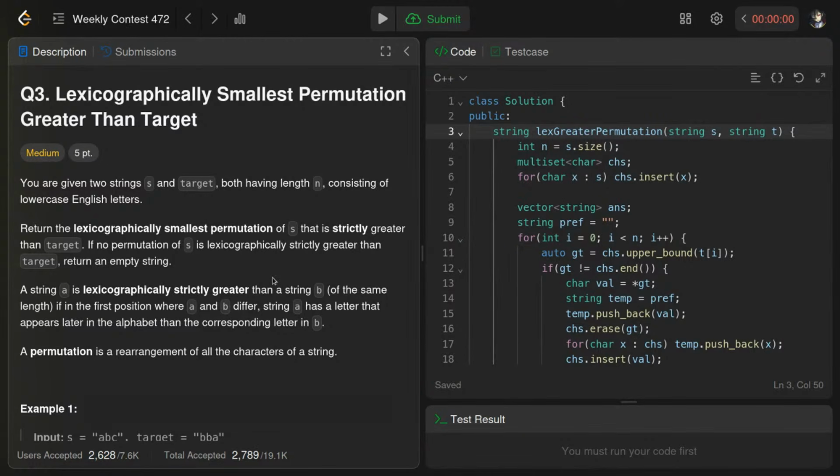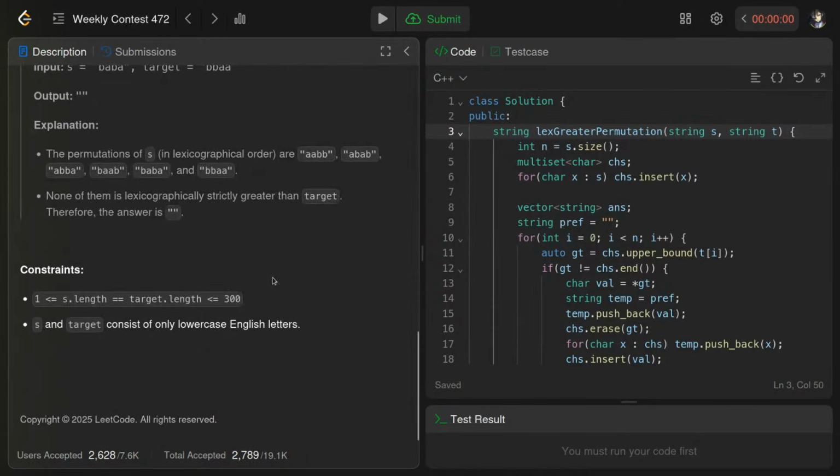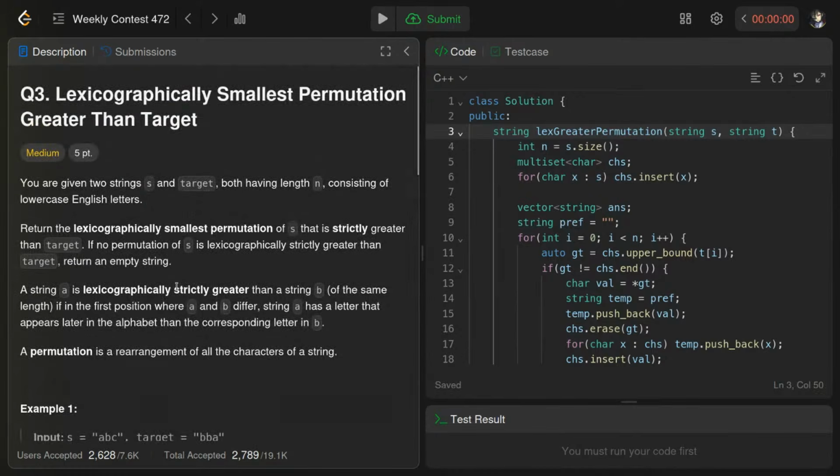Here's some definition of what lexicographic means. You should know that lexicographic just means which is bigger in dictionary order. All right, so permutation is also defined. You should know that as well. And the length goes up to 300, so n cubed solutions are also possible, although I believe my solution is n squared log n. But yeah, up to n cubed solutions are possible.